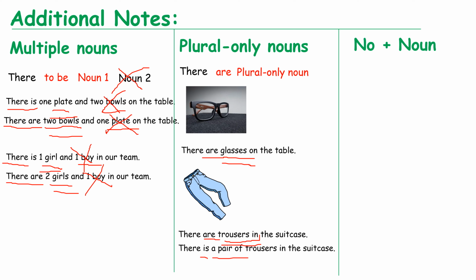Lastly, you also need to pay attention to no nouns. If you have a noun that's preceded by the word no in a sentence, then the to be that comes after will always be is. For example, there is no sugar left in the can. There is no time to work.